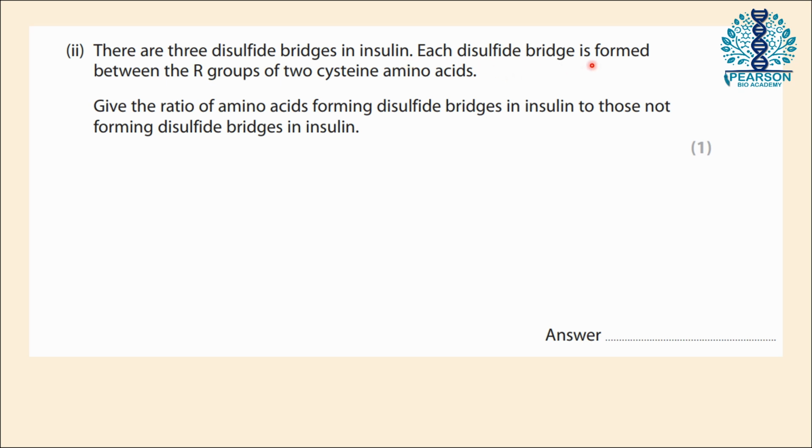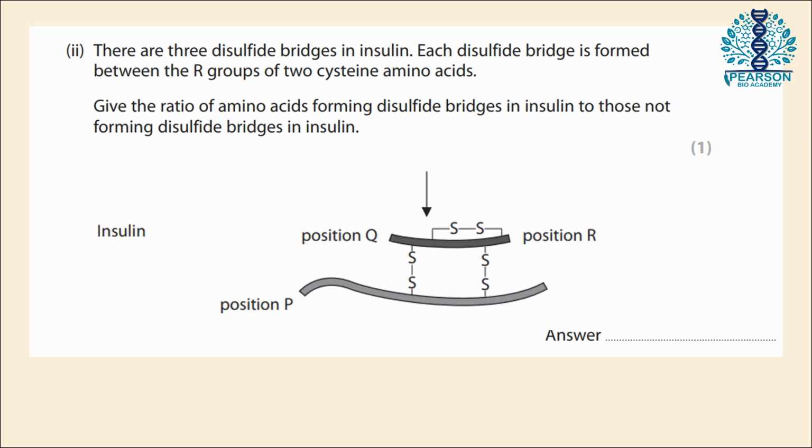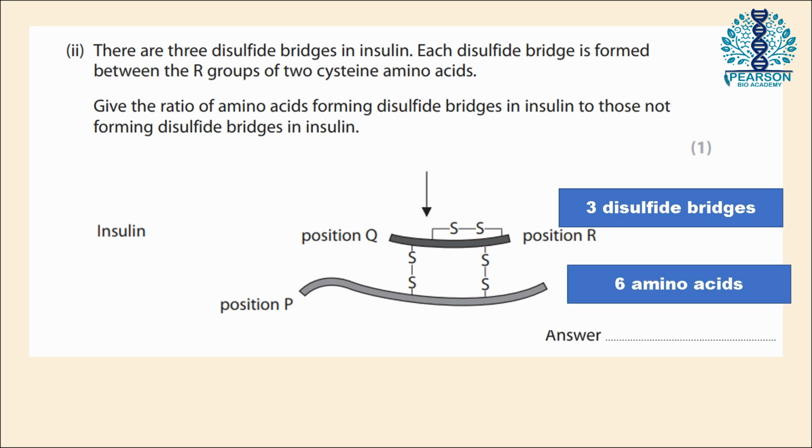The next question is also a simple calculation and the question states there are 3 disulfide bridges in insulin. Each disulfide bridge is formed only between the R groups of 2 cysteine amino acids. And you have to find out the ratio of amino acids that form disulfide bridges to those not forming disulfide bridges in insulin. Let's tackle this question step by step. So this is the diagram. If you look at the diagram carefully, then you will notice there are 3 disulfide bridges. It means 6 amino acids are involved in forming these disulfide bridges.